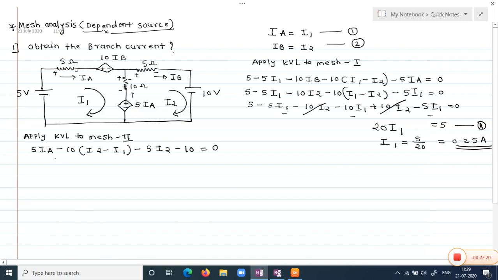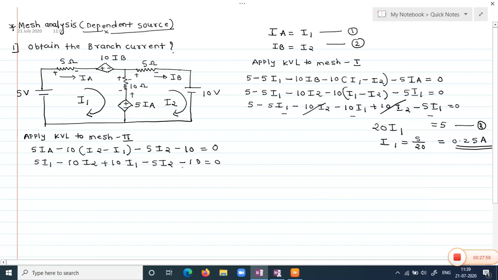Then you know that IA is nothing but I1. Okay, so we write 5 I1 minus 10 I2, you have to simplify directly, then minus and minus will get plus, that is plus 10 I1 minus 5 I2 minus 10, okay, is equal to 0.